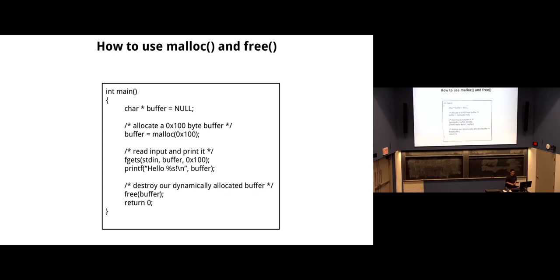So how do we use this? I believe most of you have used this before. Very simple example: we have a buffer, a pointer. The pointer itself is a local variable in the main function. It's initialized to null, so it doesn't point to anything. Then when we want to allocate 100 hex bytes on the heap, we just do malloc 0x100, which is 256. Then if it's successful, we assign that to buffer. Then we can fgets your input, then put the value inside the buffer.